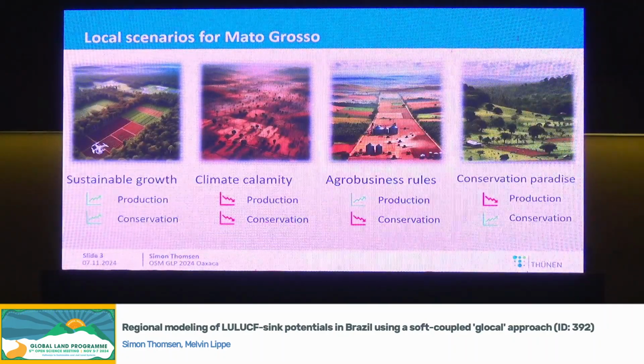For the scenarios, I developed four scenario narratives, and I used AI image generation to create some provocative images that steer the discussions with workshop participants. In Mato Grosso, we could see a sustainable growth scenario where we have increases in both production and conservation, but it could also be the complete opposite, a climate calamity scenario where we have decreasing production due to climate change and decreasing yields, expanding agriculture and less conservation. Also, an agribusiness rules scenario, rather like a business-as-usual scenario, or a conservation paradise to focus on conservation.